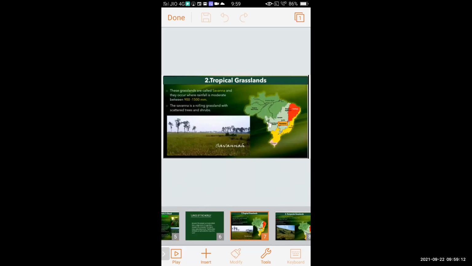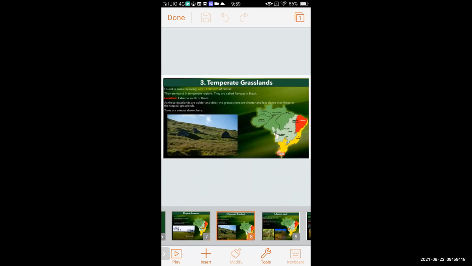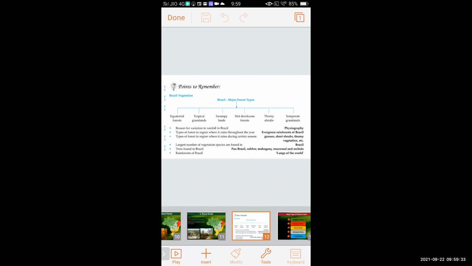The types of forest in Brazil are equatorial forest, evergreen forest, and tropical green forest. Tropical grasslands are also found in Brazil. Temperate grasslands are also there in Brazil. Swampy lands, hot deciduous forests, and thorny shrubs. These are the different types found in Brazil. Now we have seen in the last period about the Brazil vegetation, major forest types: equatorial forest, tropical grassland, swampy land, hot deciduous forest, thorny shrubs, and temperate grassland.